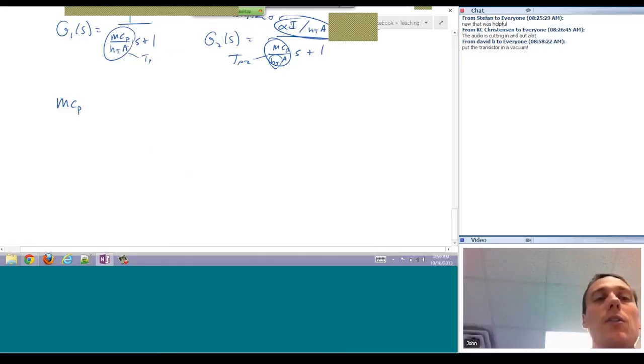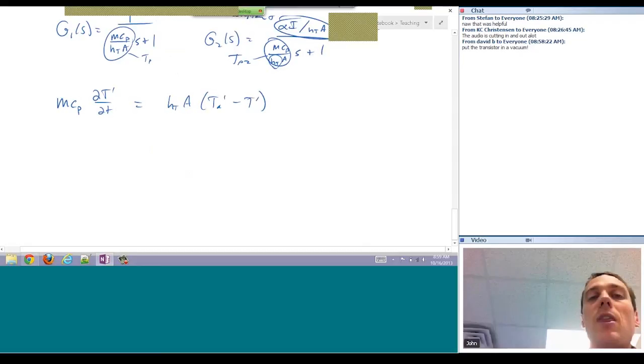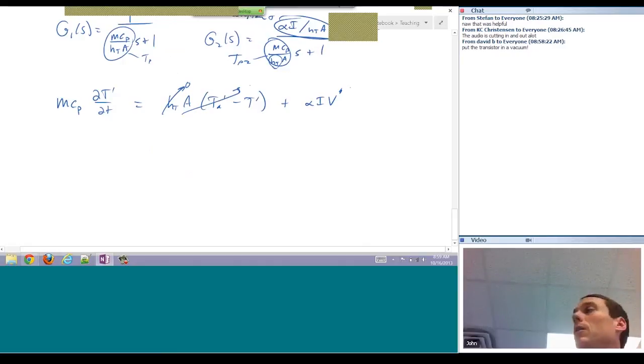the one after we linearized it. Okay, and I'm gonna get rid of the hA(T ambient minus T prime). I'm just gonna say that's gonna go to 0 because we've insulated this thing. Okay, and then plus alpha I V prime. So this whole term is now 0.